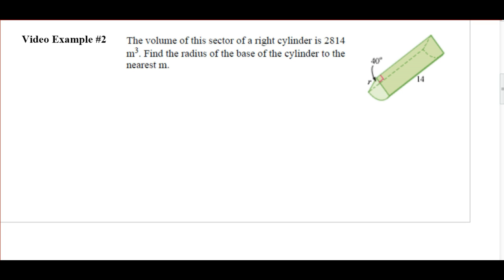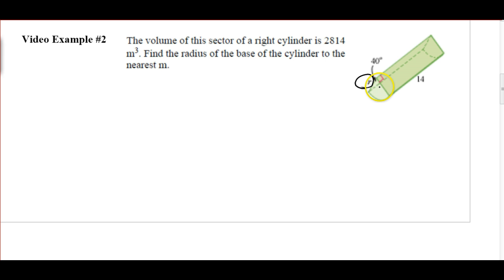So for the second example, we've got the volume of the sector of a right cylinder. You notice it's kind of a pie-shaped piece of a cylinder. The volume is 2,814 meters cubed, and we want to find the radius of the base of the cylinder. You can see here's my radius over there that we want to find. Alright, so we're going to use some stuff that we've used before with our new volume things.